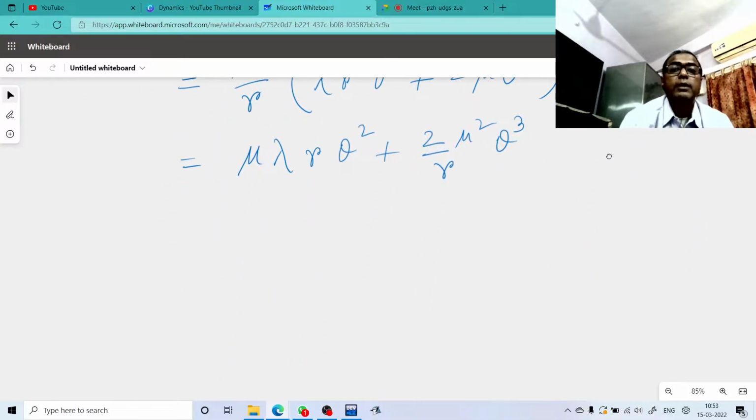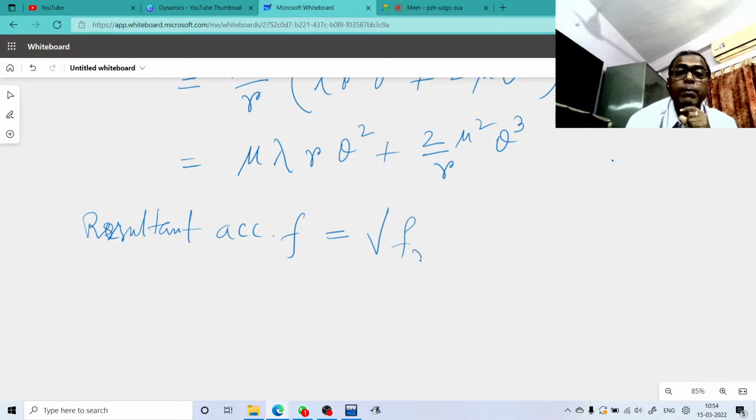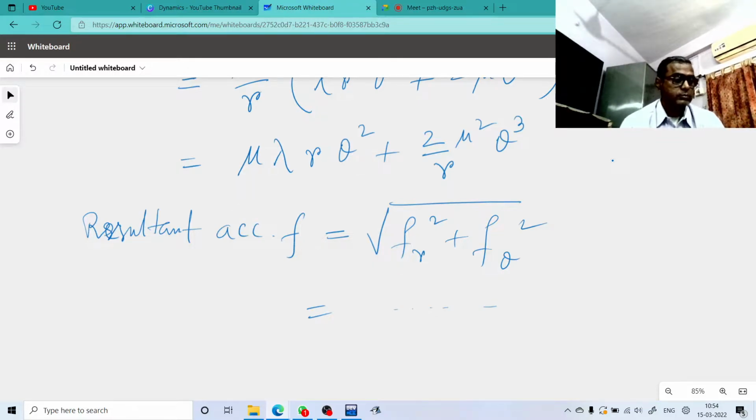And so the resultant acceleration F equals root over of f r square plus f theta square, and so after simplifying you get the result. Next question.